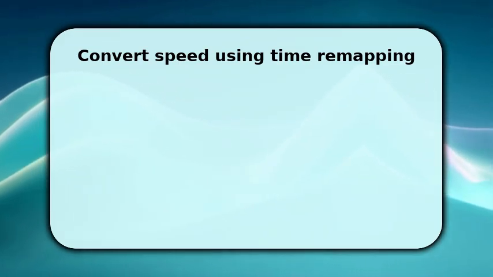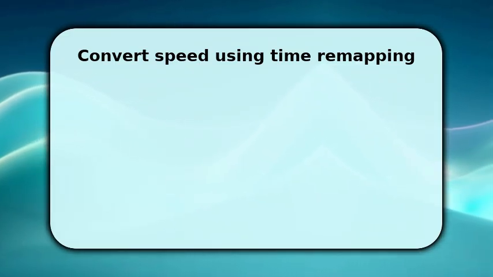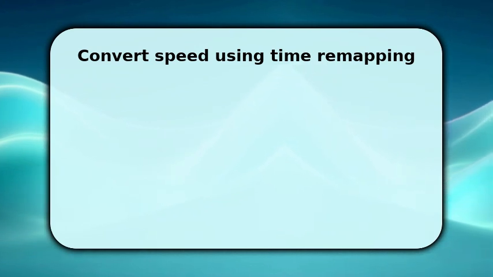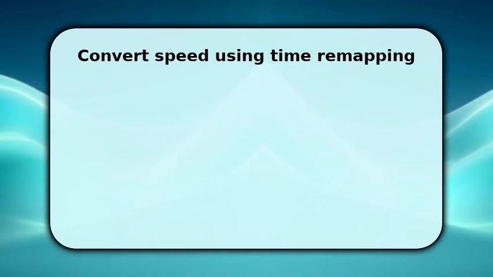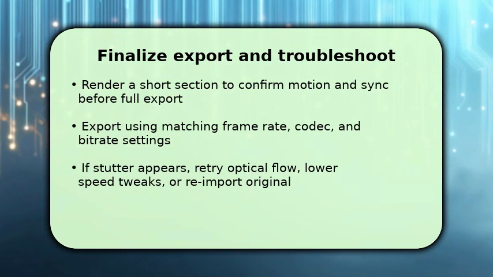If you see jitter, adjust interpolation or trim problematic sections. Make incremental changes and preview in real time. You finish by rendering a short test clip to verify timing and visual quality, then export the full video with the project frame rate and suitable codec.